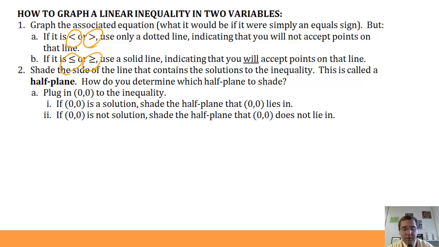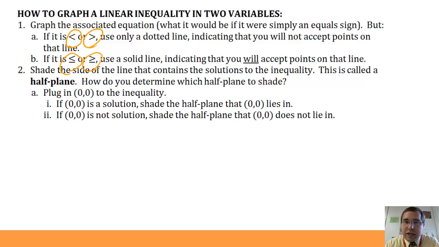Second step, after you've graphed that line, either as a dotted line or as a solid line, you need to shade the side of the line that contains the solutions of the inequality. That side that you shade is called a half plane. It's half of the coordinate plane. You're dividing the coordinate plane in half by the line that you're drawing. You're shading 1/2 of it, either below it or above it.